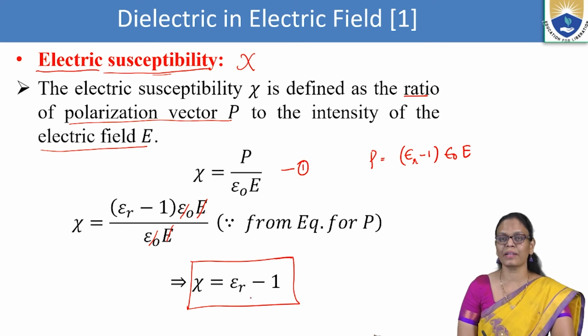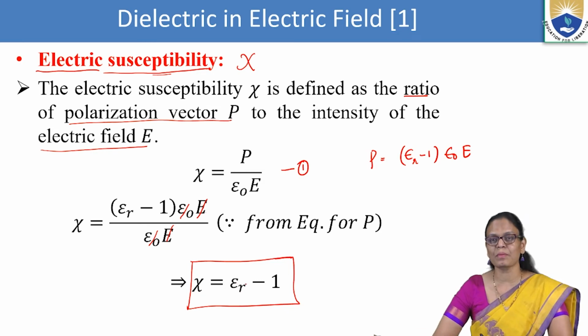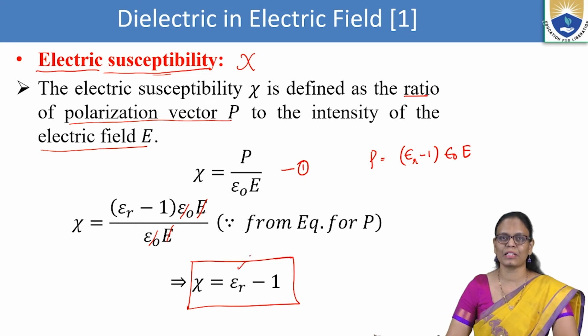What is epsilon r here? It is the dielectric constant, or the relative permittivity. So chi depends upon the dielectric constant of the material. In terms of its significance, the susceptibility is the tendency of that medium to allow the lines of force to pass through it. So it will definitely depend upon the permittivity.